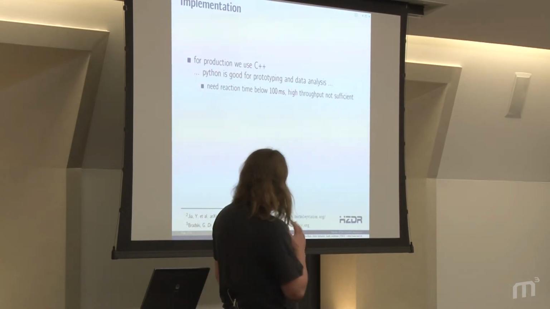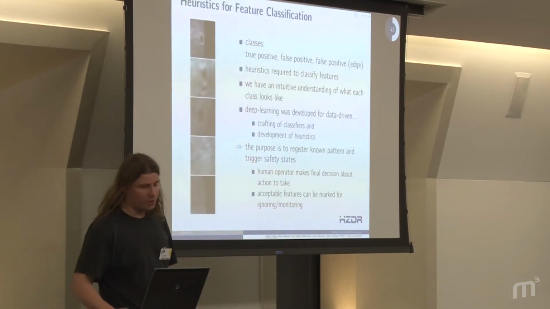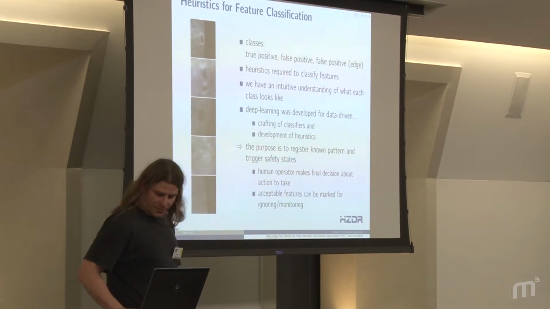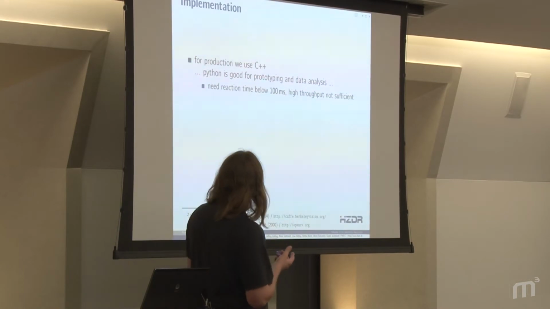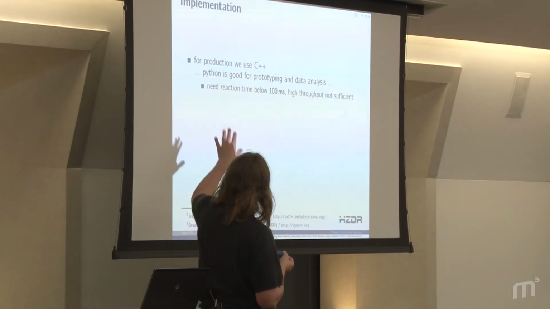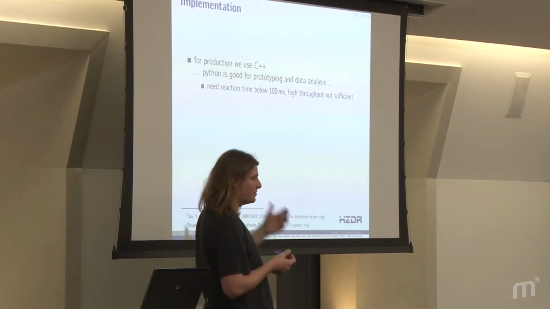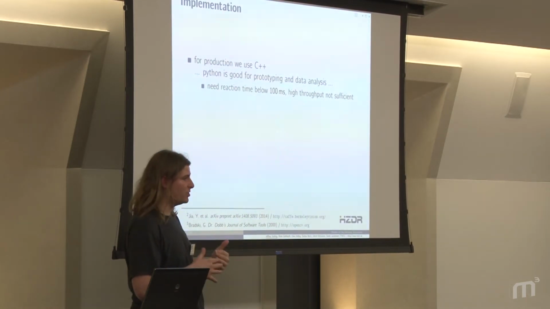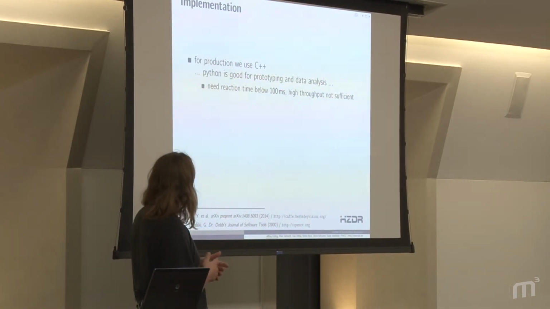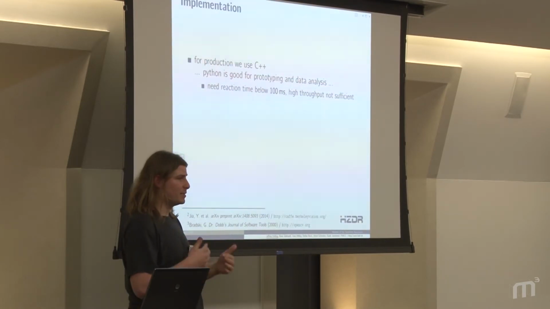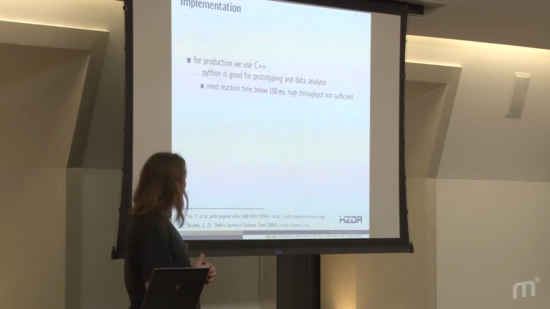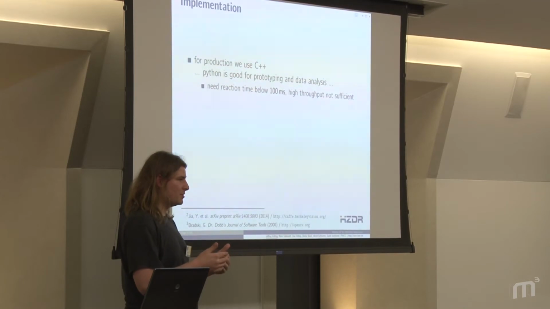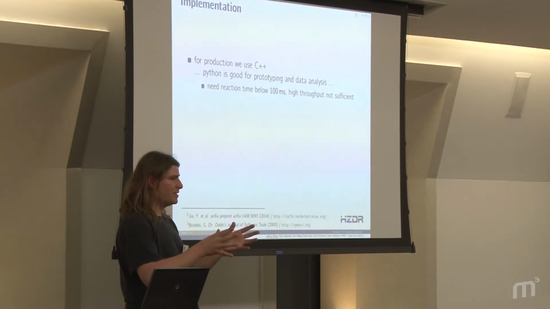Okay, so that's the setup of our problem, basically. And the implementation here in production, the target for production, is we use C++, especially because we need this low response time. Python is good for prototyping and testing things, but if you have logic in Python, it takes a long time to run, basically. If you want throughput, you can do it in Python, because you just call a C function on lots of data and then it's running fast.